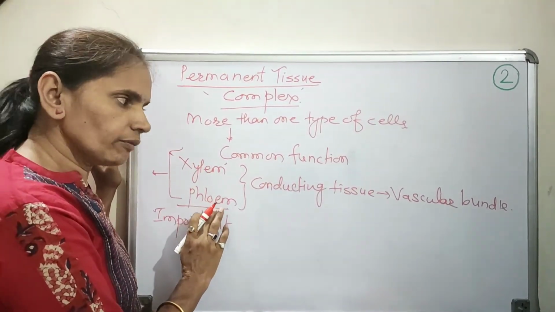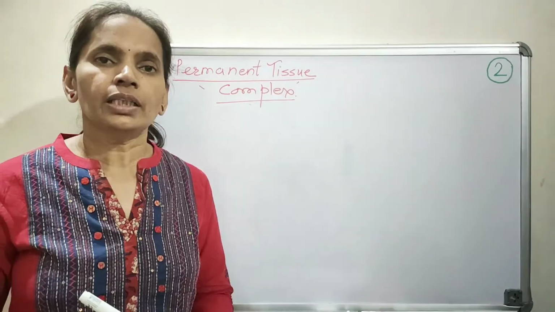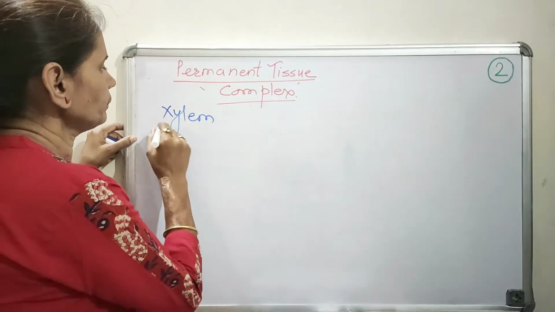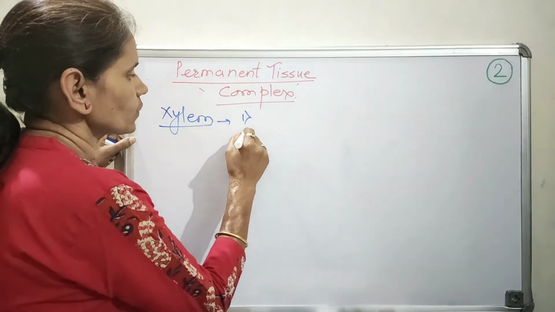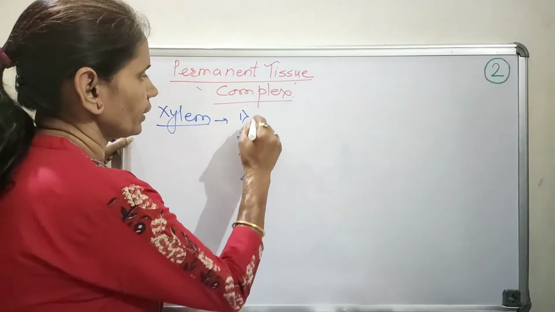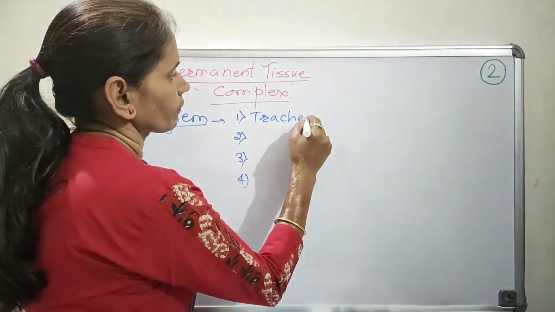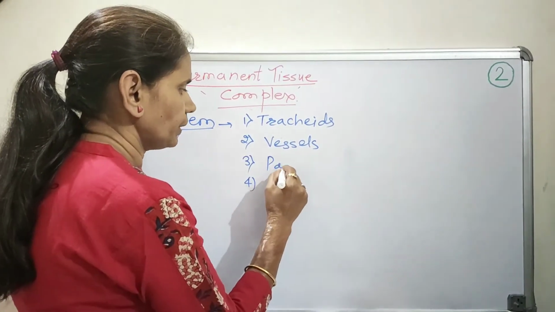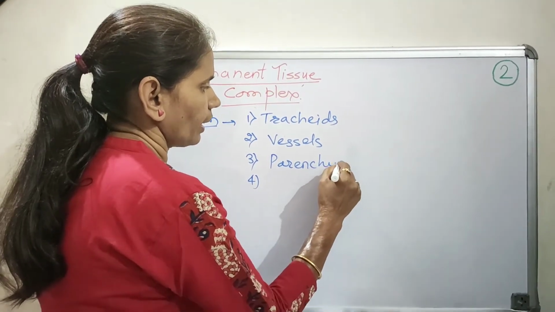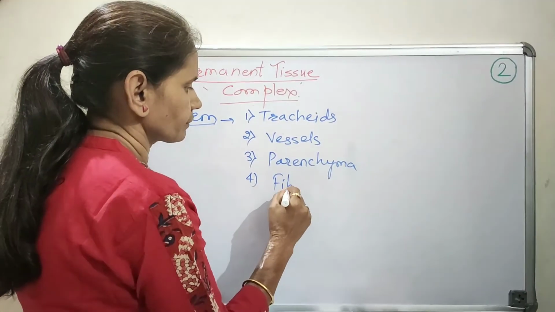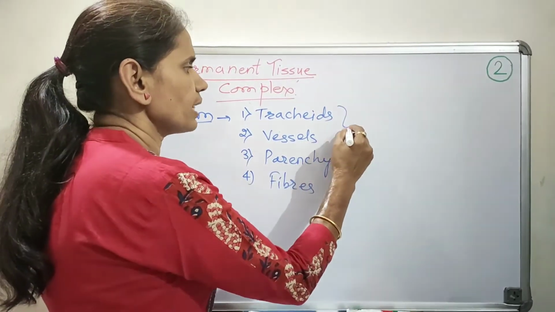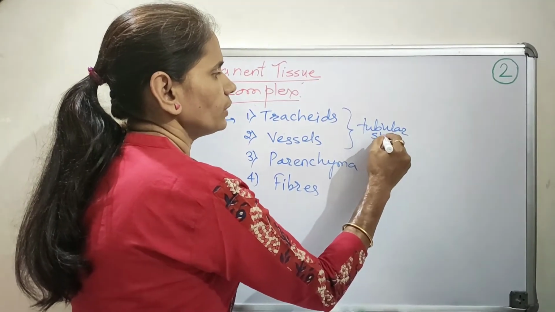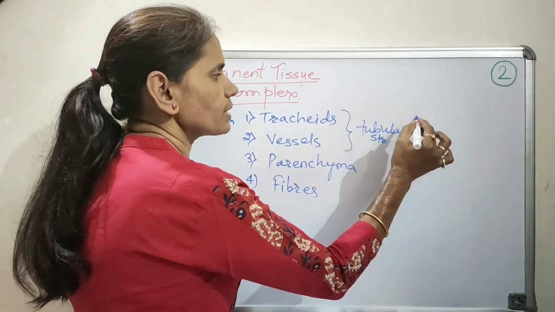Now xylem and phloem both are conducting tissues. The first complex permanent tissue is xylem. This xylem is made up of four different types of cells, namely tracheids, vessels, xylem parenchyma and xylem fibers. Now these tracheids and vessels are tubular structures, and mostly these are dead cells when they mature.